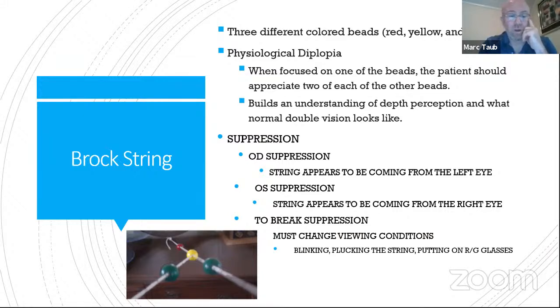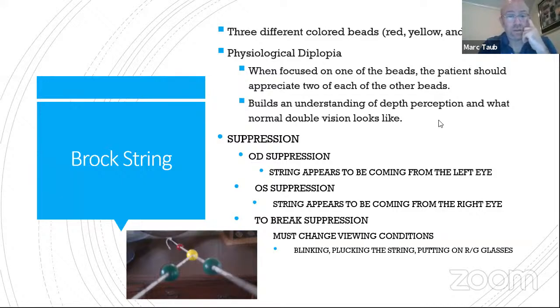So the first concept with the Brock string is the concept of physiologic diplopia. I know we're missing part of the string in our picture. When you look at the yellow bead, the beads in front of it, the green and then the red, if there were two, you're seeing two strings going in, two strings going out of the bead. And regardless of which bead you look at, you are still seeing double on the other beads. So it's building an understanding of depth perception and what normal and abnormal binocular vision looks like.